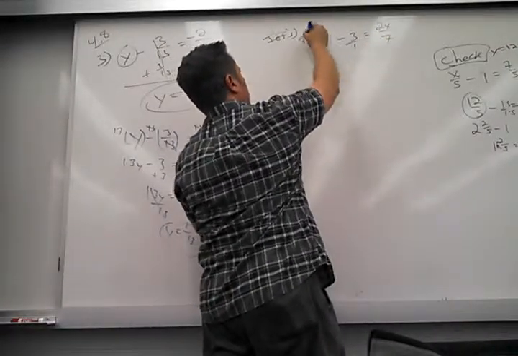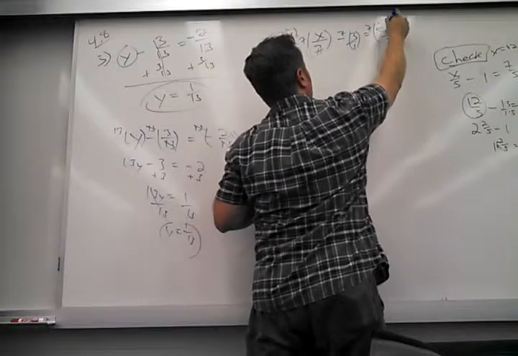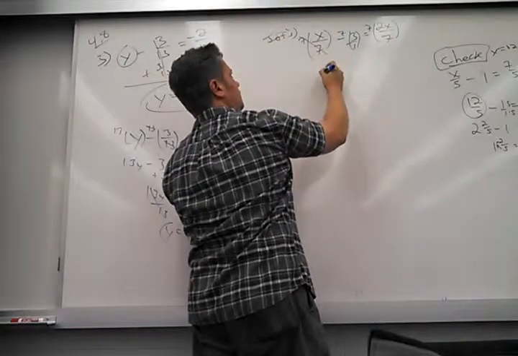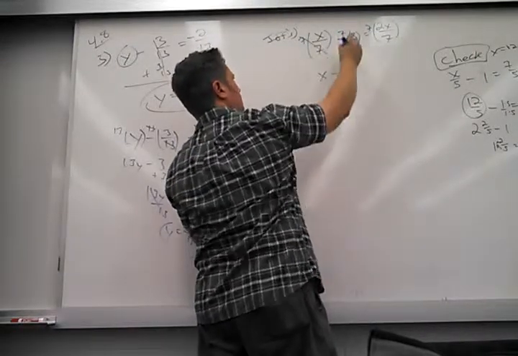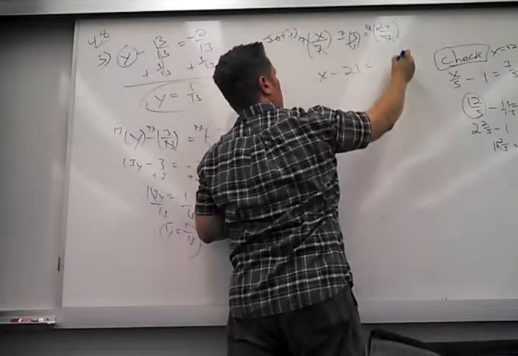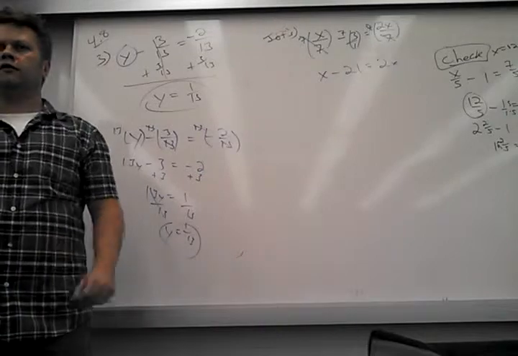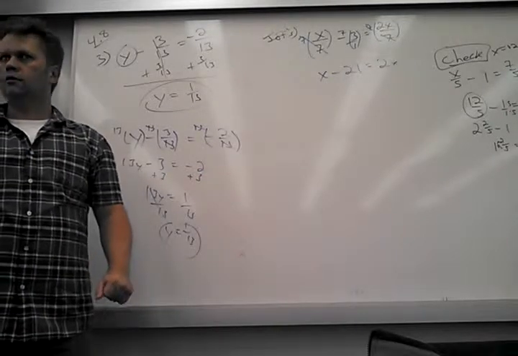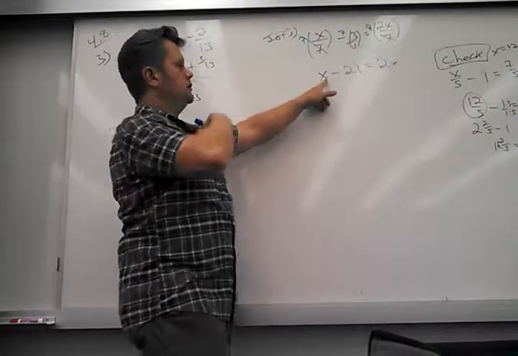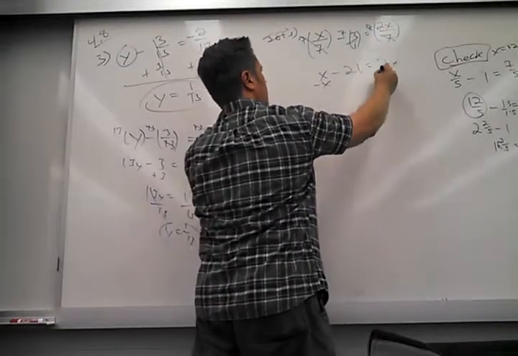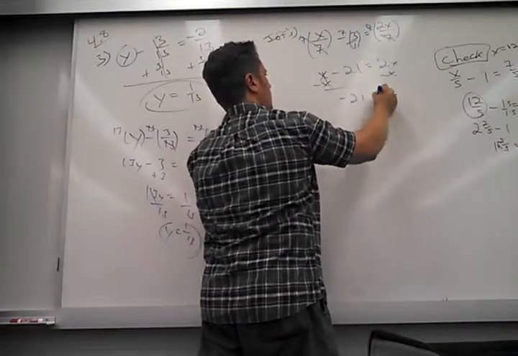So if I multiply by 7, I'll get x minus 21 equals 2x. See, that kicks ass. Right? I'm one step away from the answer now. What do I have to do? Take the x. Yeah, the only thing out of place is the x. So subtract the x. Done.